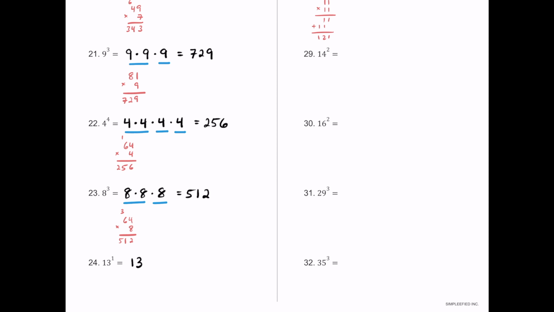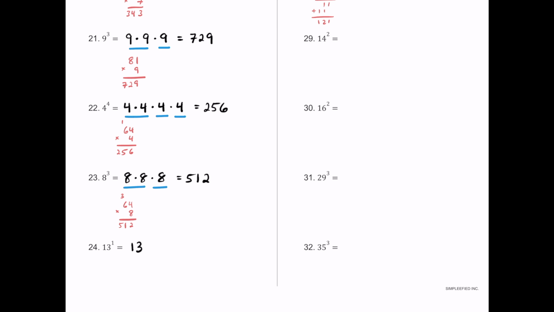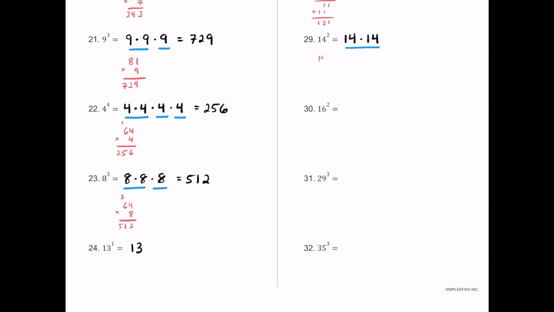Let's check out 29 and these last few problems here. For 29, we have 14 squared, or 14 to the second power. That's just 14 times 14. And we go ahead and multiply 14 and 14. I think that's 196. Let's go ahead and just check that though. So we have 14 times 14. Does end in a 6, carry the 1, that's going to be a 5, and then we have a 4 and a 1. So we do indeed get 196.